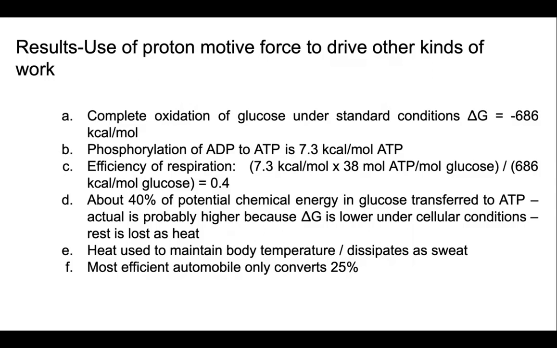Just to give you an idea, the most efficient automobile converts only 25%. So you probably feel a little bit worse than that when you think of going to the gas station and filling your car, that only 25% of that is actually moving your car.